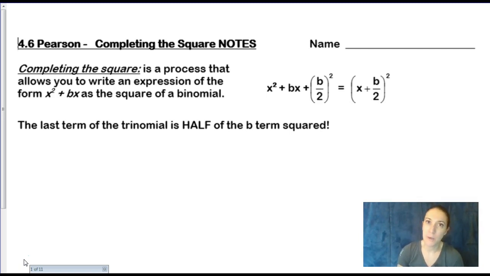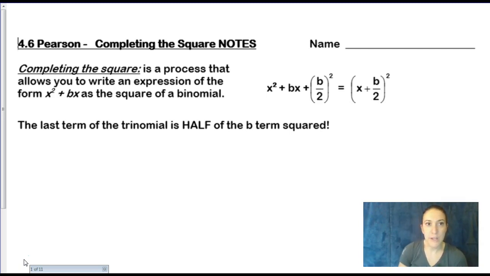We'll talk about when you want to use completing the square. Oftentimes I'll just say you have to solve a certain quadratic by completing the square, so it's a skill set that you have to have. We're actually going to use completing the square techniques on other types of problems as well. So it's like a three-part lesson. We're going to do 2 of them today.